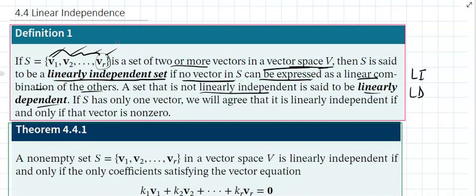If S has only one vector, just one, we will agree that it is linearly independent, because there's nothing you could multiply it with to set it equal to another to figure that out. You must have at least two, right? And only if the vector is non-zero.